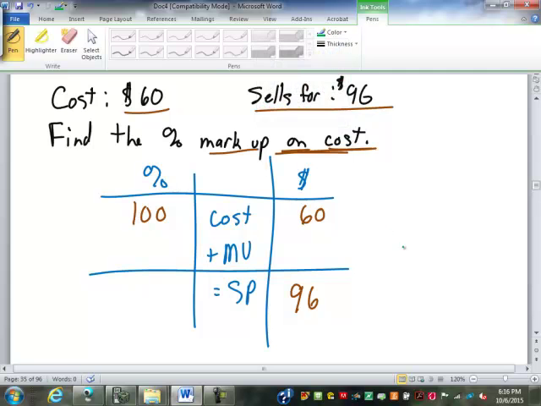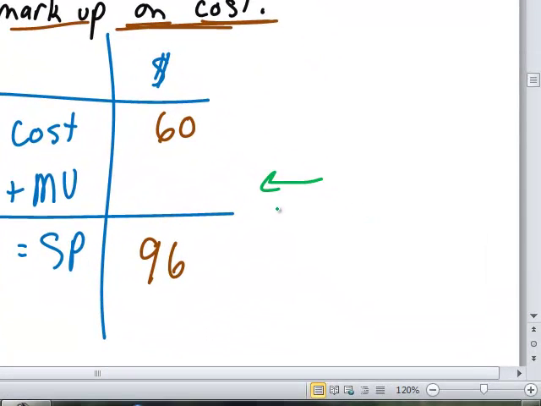What that means is I can find the dollar markup here rather quickly. What's it going to be? How am I going to find it? Well, selling price minus cost, 96 minus 60, which will be 36. Again, 60 plus 36 is 96.